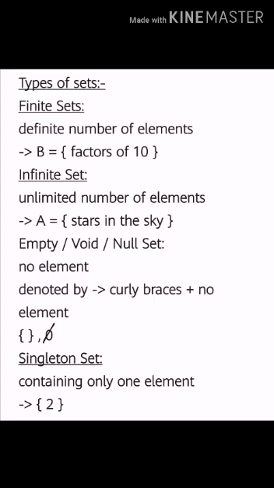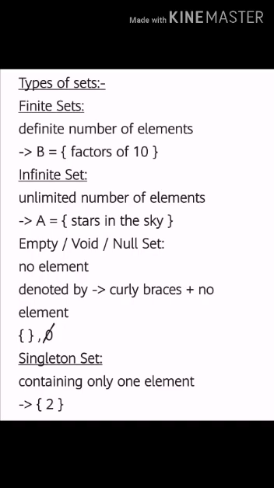Now we come to the types of sets. The first type is finite set. A set is said to be finite if it has a definite number of elements in it. It means that the elements can be counted. For example, factors of 10. We can count the factors of 10, so it is a finite set.